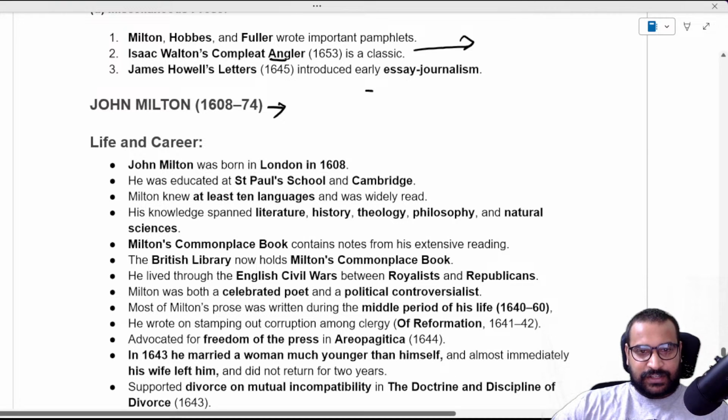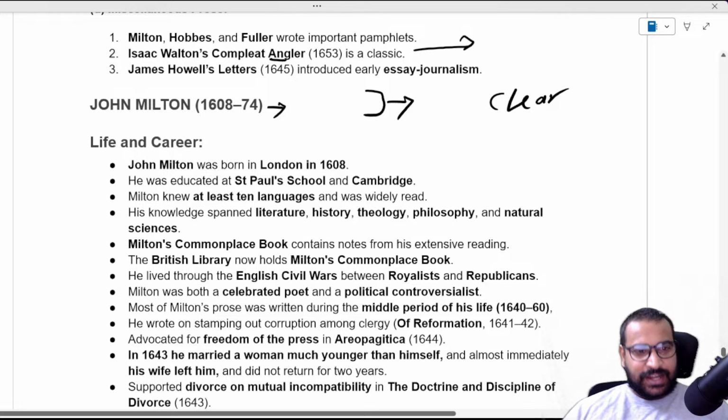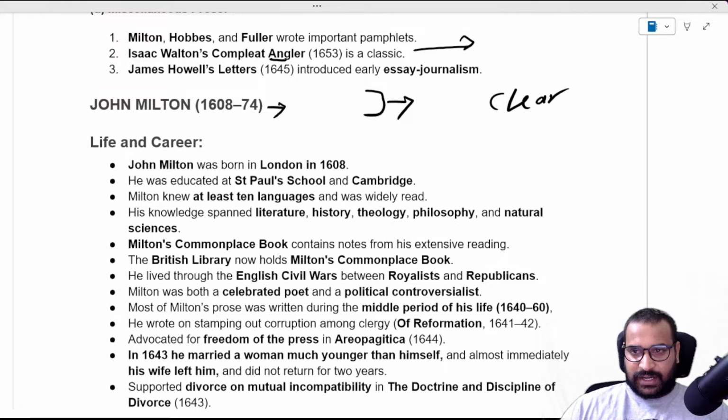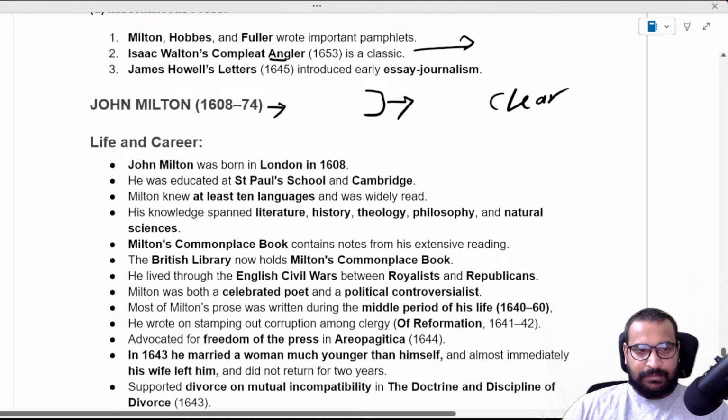So till now, if it is clear, write clear quickly in the chat box. Then we'll move to our next. Okay, Vasu is there, and who else is there? Two more persons are there. If you're just listening to this session, you can just say clear in the chat box. Then we'll quickly start our Milton.